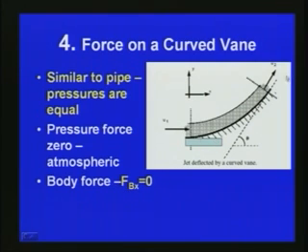Now let us consider a control volume. In this slide you can see a jet is coming, and then it is deflected by a curved vane like this. The velocity of the incoming jet is u1, and after being deflected by the curved vane it is u2. The x direction is here and the y direction is here, and the angle of u2 is theta with respect to this line.